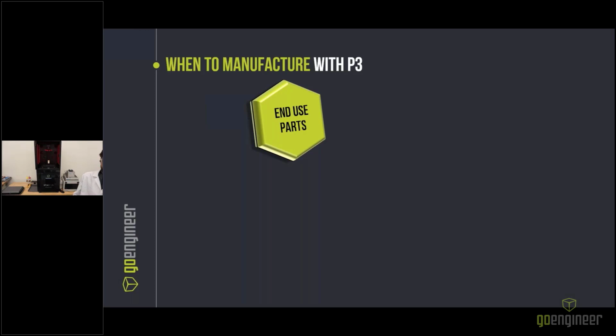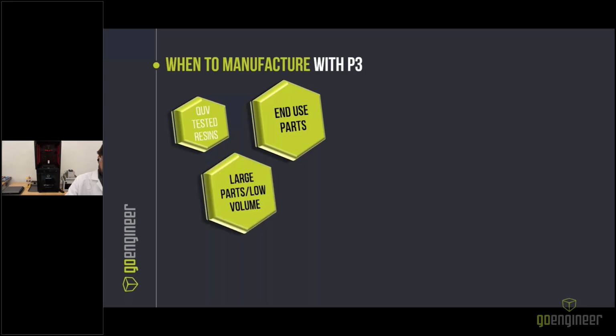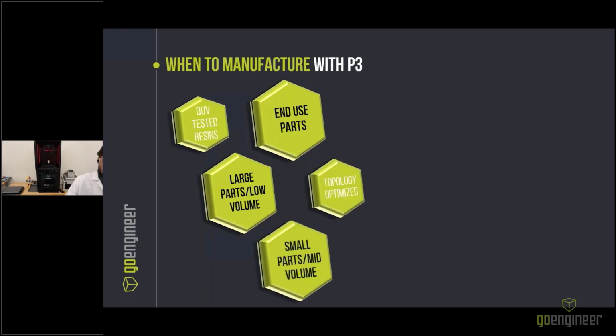So when should you manufacture with P3? You need to be creating end-use parts that will be customer-facing and perform for a long time. The materials have been QUV or quick weather tested to verify that interior and exterior use is applicable. If you are printing large parts at a low volume or lots of small parts at a mid volume, Origin 1 is a great fit.